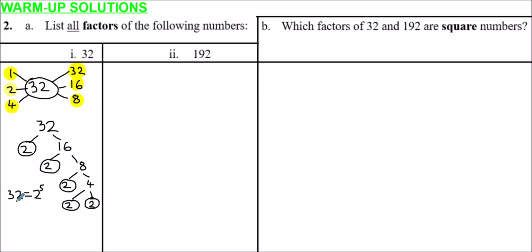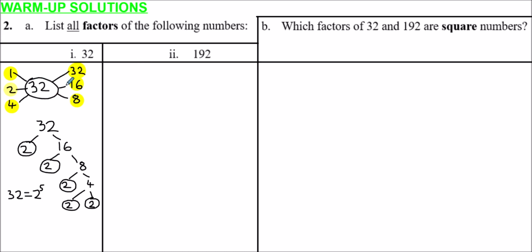So you might be thinking, well, how does this relate to that? Well, any factor of 32 must be some combination of multiples of the prime factors. And so if we play around with any of these, we could have 2 on its own, 2 times 2, which is 4, 2 times 2 times 2, which is 8, 2 to the power 4, which is 16, or 2 to the power 5, which is 32, so long as we also remember to include 1, because 1 is a factor of any whole number.